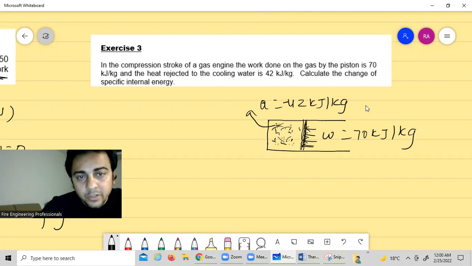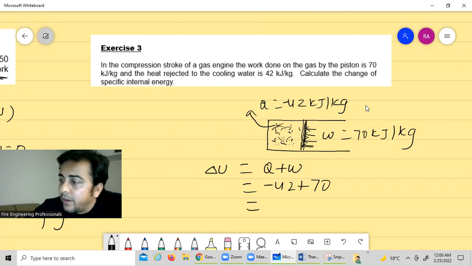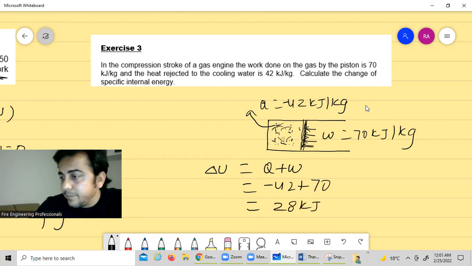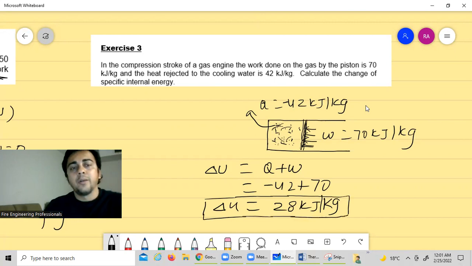Then apply the first law of thermodynamics, which is delta U, the change in internal energy, equals Q plus W. Q is minus 42 plus W is 70, and change in internal energy here is 28 kilojoule per kilogram, right? So if you see this one, delta U, 28 kilojoule per kilogram. In exercise 2, the question says that the internal energy is constant, so we assume 0.